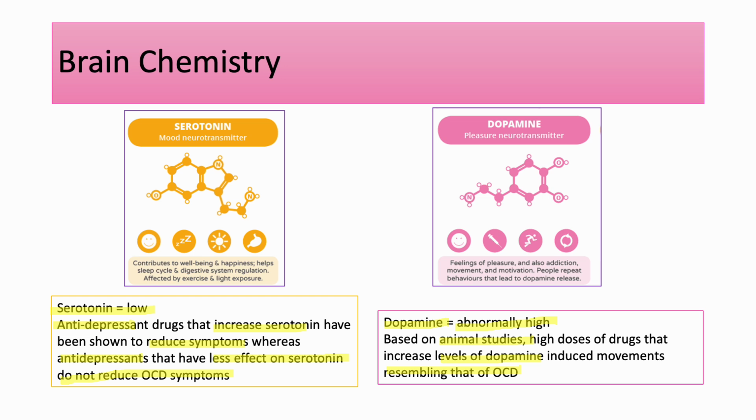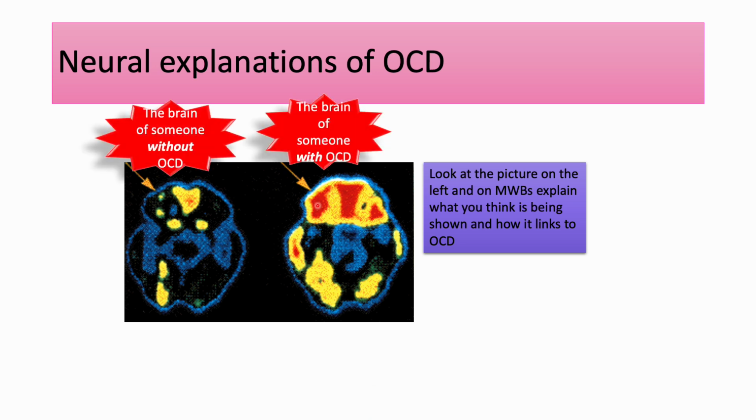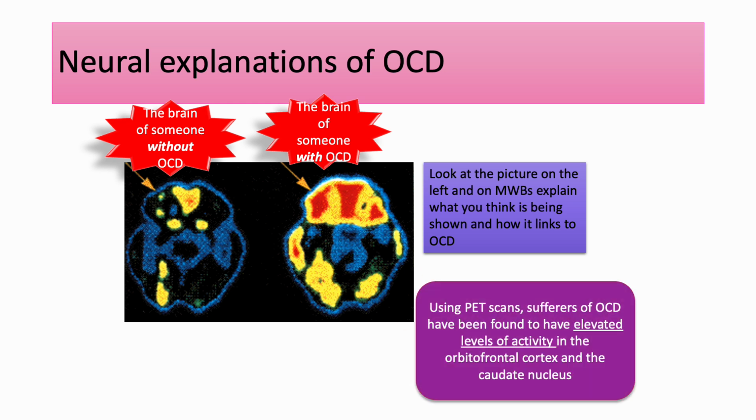Moving on to brain structure and brain areas. If you have a little look at this image here, what you can see is the brain of someone without OCD on the left compared to the brain of someone with OCD. What they've got here is heightened activity in the brain, revealed through PET scans, particularly in the orbital frontal cortex and the caudate nucleus. Those are two really important brain areas that we're going to look at in more detail. So this is your opportunity to pause the video and note down orbital frontal cortex and the caudate nucleus, because you want to be able to articulate how they are linked to OCD.